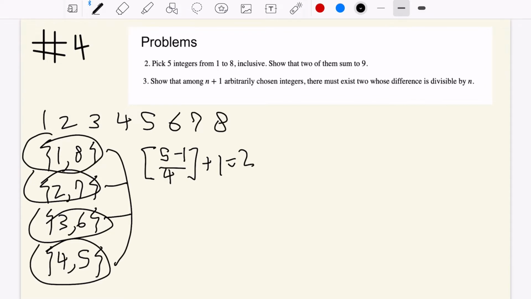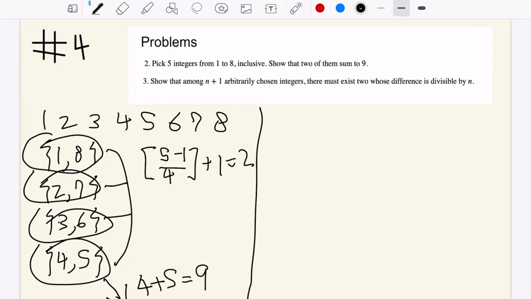picked. So let's say that this group is the 4 and 5 group. If both 4 and 5 are picked from the 5 integers, then 4 plus 5 equals 9. So we can prove that there are at least 2 integers that sum to 9. The other groups also, 3 and 6, 2 and 7, 1 and 8, also sum to 9. So using the pigeonhole theorem, we proved this problem.